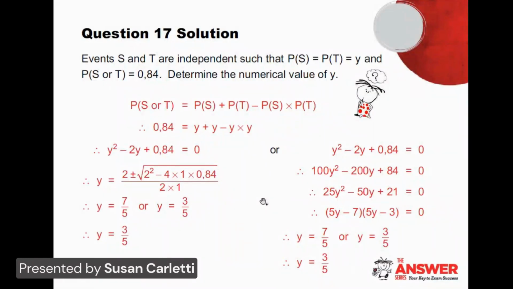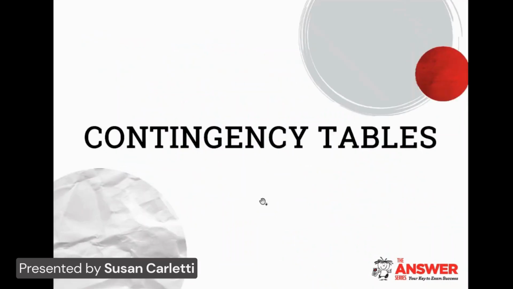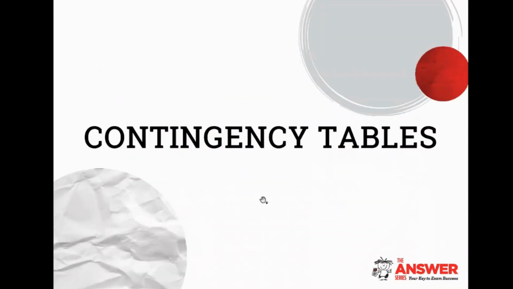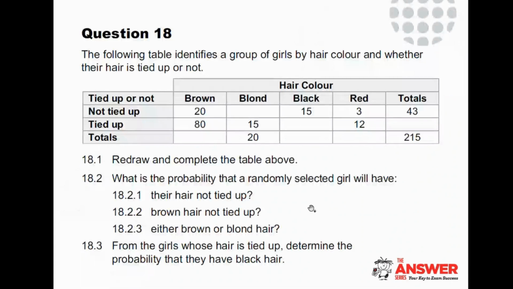Often with independents, they ask them with contingency tables or two-way tables. So a question like the following. The following table identifies a group of girls by hair color and whether their hair is tied up or not. So I've got brown, blonde, black, red, and I've got not tied up, tied up. And there are all sorts of holes in it.